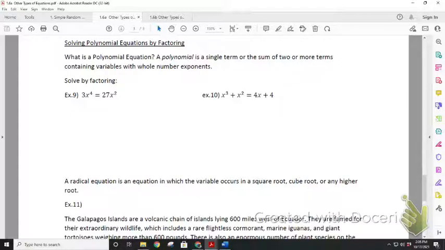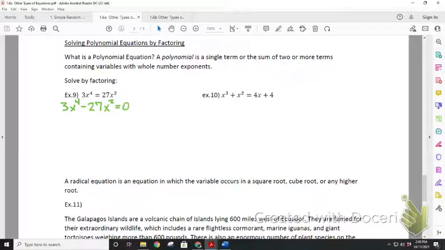On number 9, we see it has an exponent of 4 and an exponent of 2. Since that largest exponent is larger than 2, we can't use the quadratic formula. If the largest was a 2, then we could just use the quadratic formula and not factor. But factoring is the best way I can think to solve this. So remember, in order to factor, we need to get everything to one side. So I would move that 27 over, and it's set equal to 0.